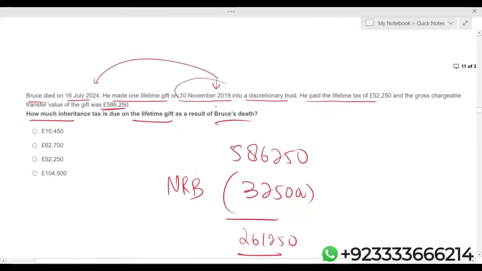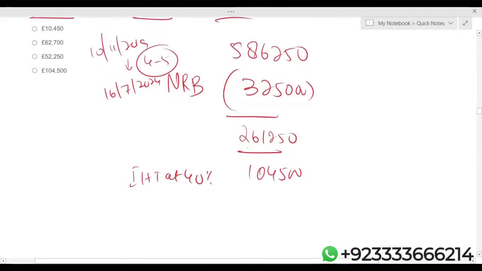He made the gift on 10th November 19. He died on 16 July 24. Let's count the time period. It's going to be 20, then 21, 22, 23, 24. It is coming between 4 to 5. And when death is within 4 to 5 years, taper relief is 40%. Again, the taper relief table will be given to you in the exam.